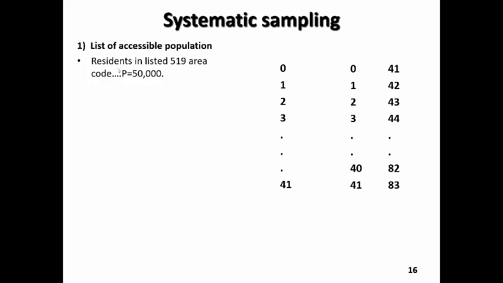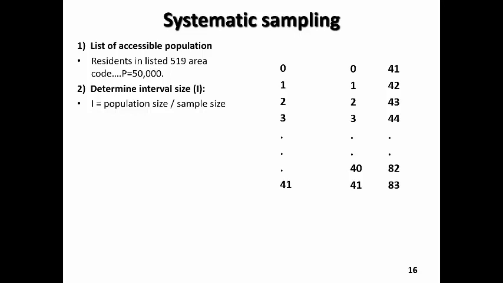The accessible population might be the residents listed in a 519 area code. As an example, suppose the population size is 50,000. That's what the researchers have to deal with. The first step is to determine an interval size. It's not feasible to obtain questionnaires from 50,000 people, but the systematic approach provides a reproducible method to obtain that sample.